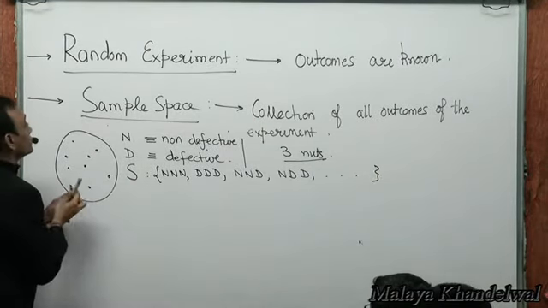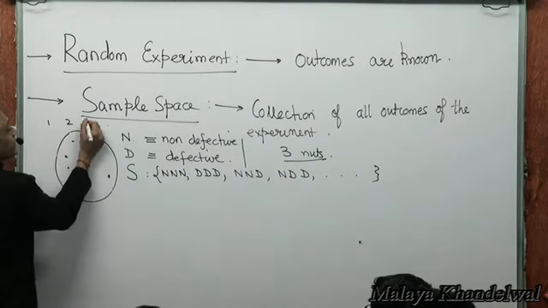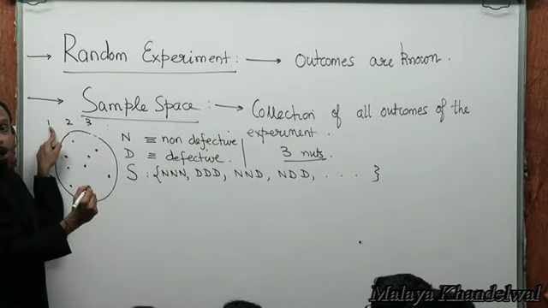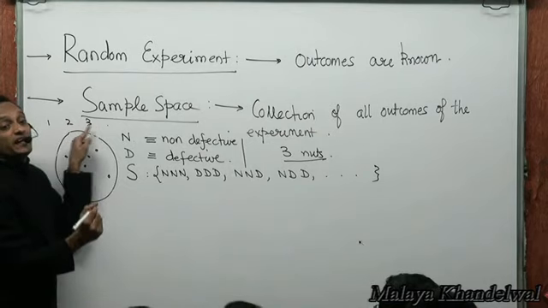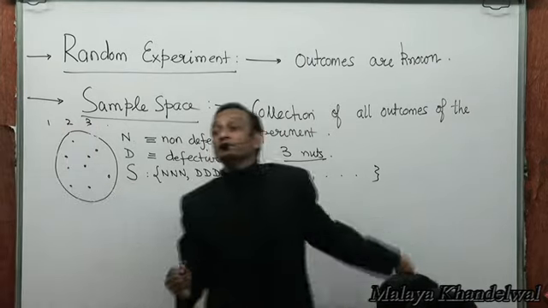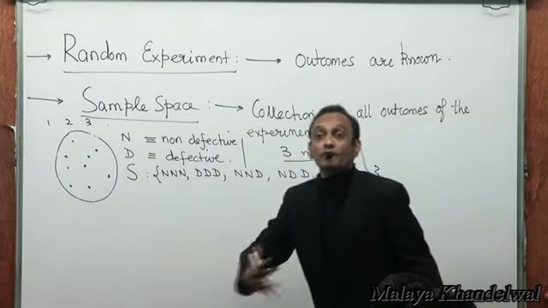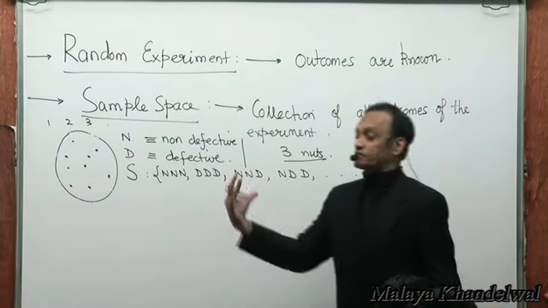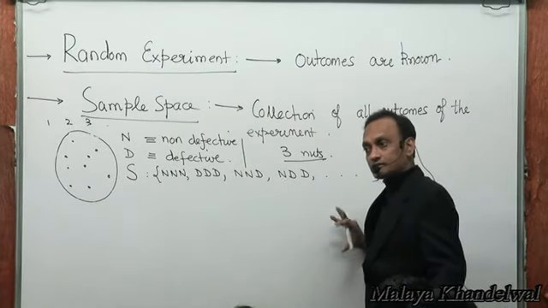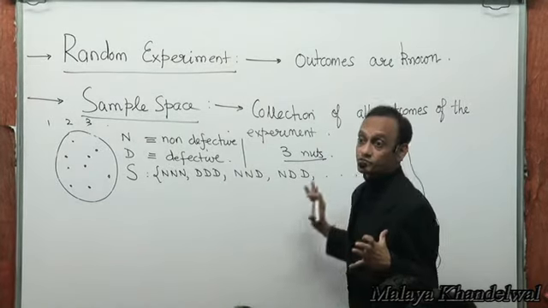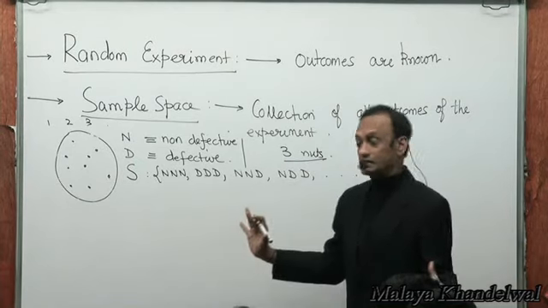8 because there are 3 nuts, 1, 2 and 3. This could be selected in 2 ways, this could be selected in 2 ways, this could be selected in 2 ways. 8 ways. So there would be 8 members in this sample space. 8 elements of this sample space, right? 8 outcomes, so to say.